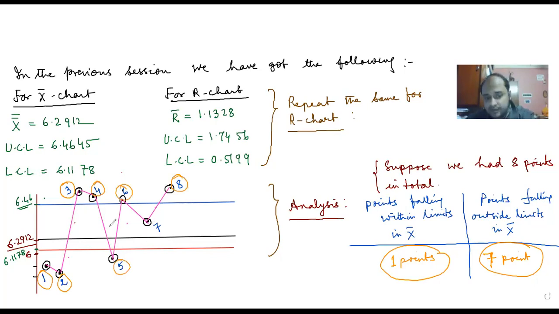You have to mark it, and not only in the diagram, you have to mark it in the chart which you have prepared manually. I mean the table you are considering, you have to mark over there, because you have to see which are these points which have fallen outside the limits. So for example, if I go back to my Excel sheet, let's see what is happening over there. The upper control limit is 6.46, the lower control limit is 6.11. Just remember that.